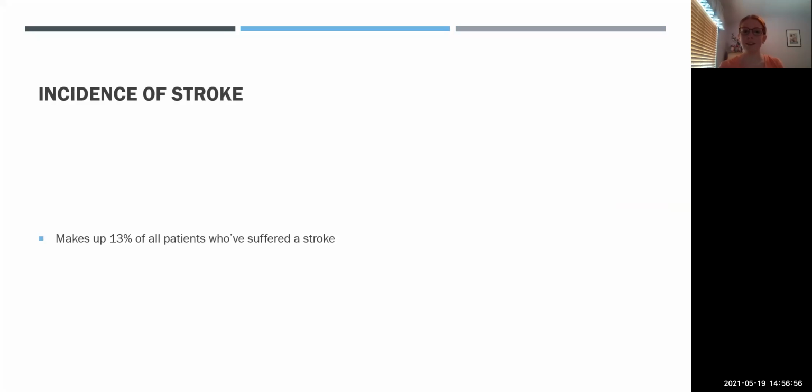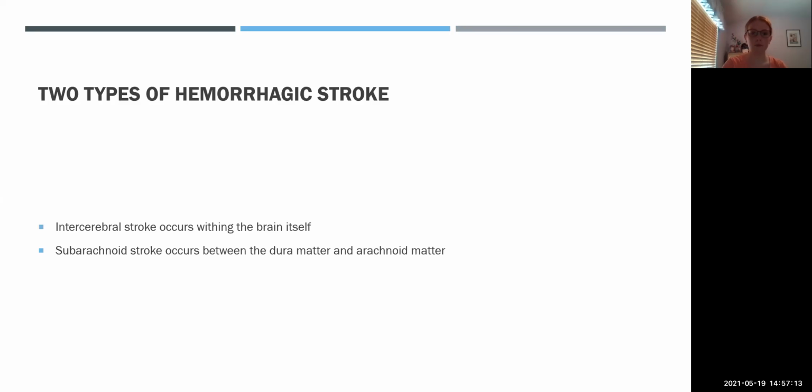Now, the incidence of this stroke makes up roughly 13% of all strokes that occur, and ischemic strokes make up the rest of that 83%. Now, there are two types of hemorrhagic strokes. One is an intracerebral stroke, which occurs within the brain itself. And then the subarachnoid stroke occurs between the dura mater and the arachnoid mater.